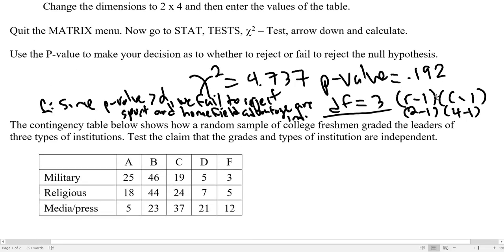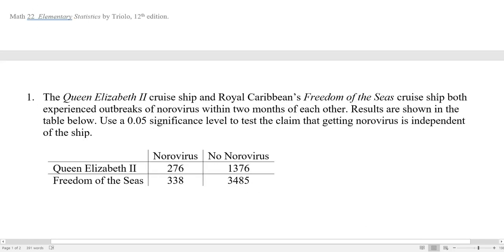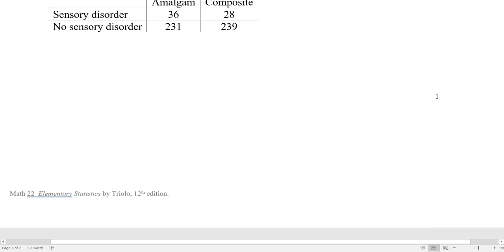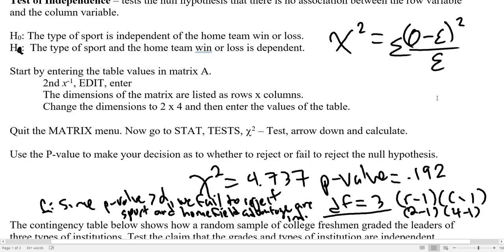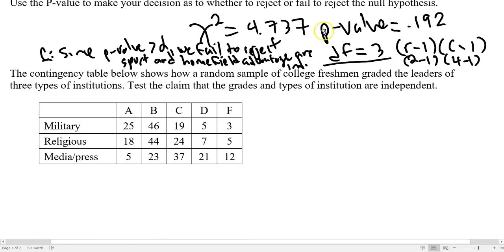It's not super hard, but we are going to practice, looks like 1, 2, 3 more, just to get some practice of this. Okay? So let's go ahead and go through 3 more, and we got this. So I'm still going to go through the whole PRTC. So what are we dealing with here? Not really proportions. We're dealing with two categories. The contingency table below shows how a random sample of college freshmen graded the leaders of 3 different types of institutions. Test the claim that the grades and types of institution are independent.